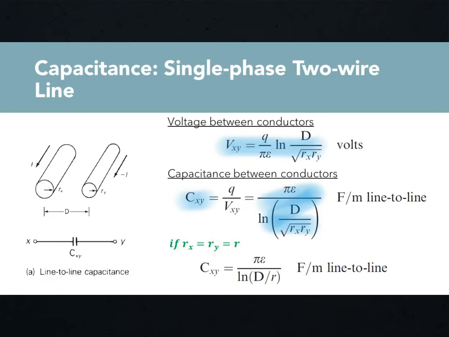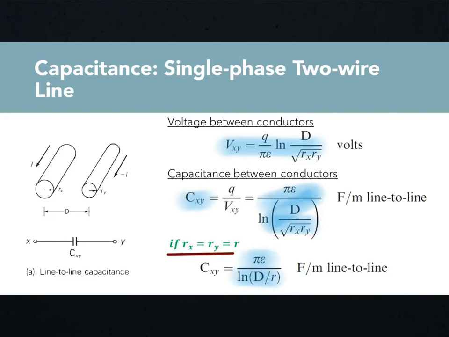And yung capacitance natin CXY, kasi di ba galing from the voltage XY, that is from line to line, one conductor to another. Okay? Now, the case if your Rx is simply Ry, so our conductors have the same diameters or radius, simply replace lang natin with R, kasi 1 R lang naman eh. So, we have pi epsilon over ln D over R.